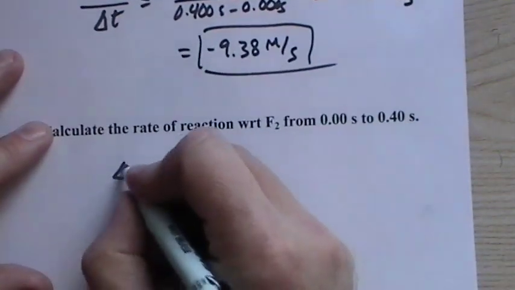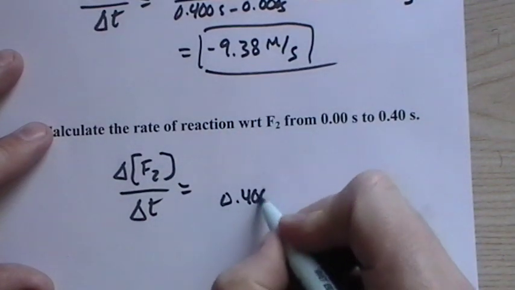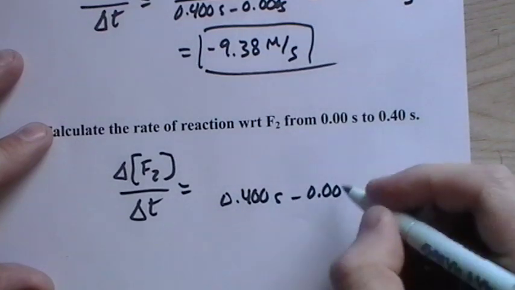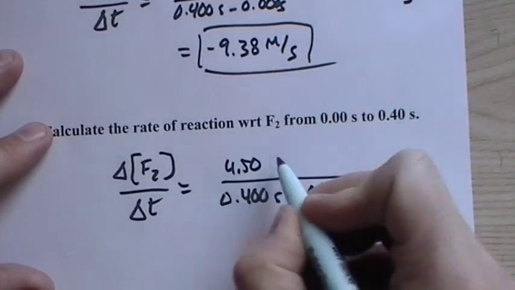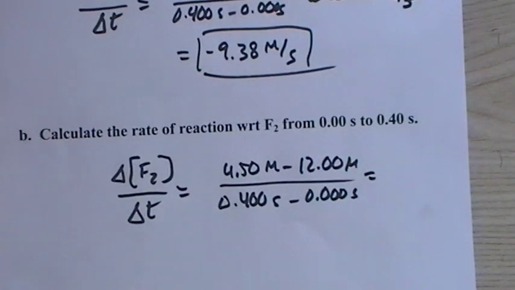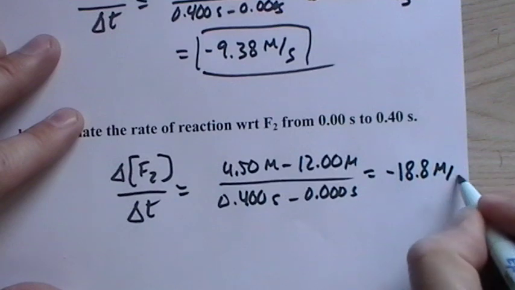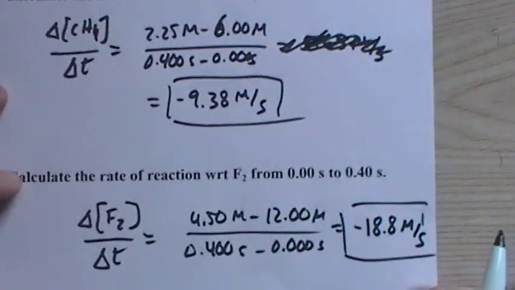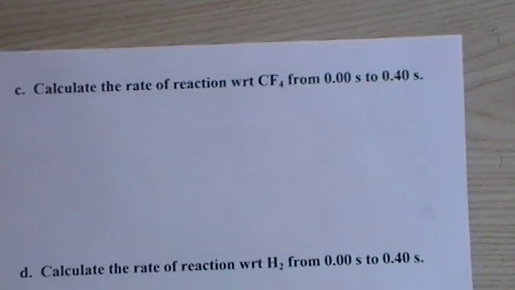Let's do the fluorine. Again, 0 to 0.4 seconds. For the fluorine, it is 4.5 molar. It starts out as 12 at that time, and now we have 4.5 minus 12 divided by 0.4, and we get minus 18.8, which should be twice as much as the value above. With rounding, it makes sense that that's what it would be. Now, I'll bring those numbers back when we look at this.